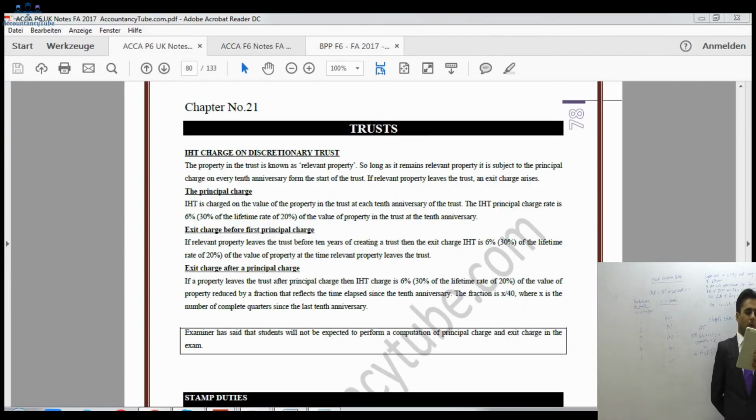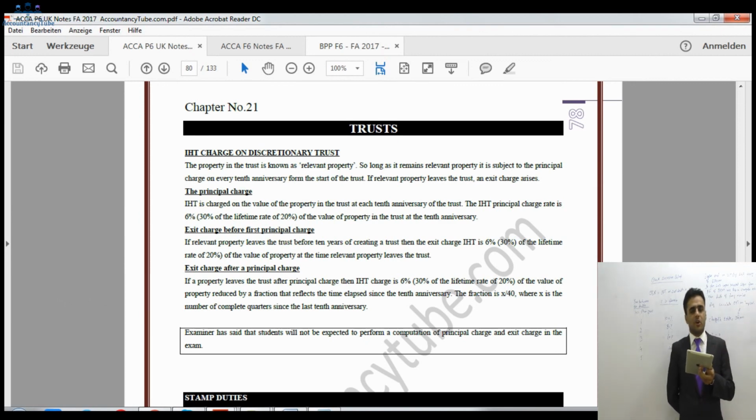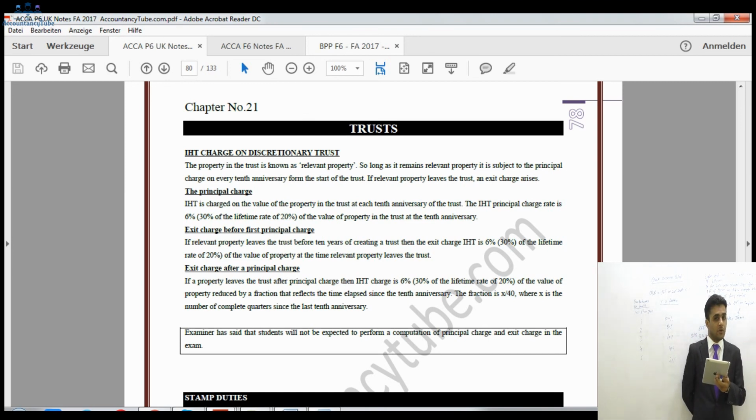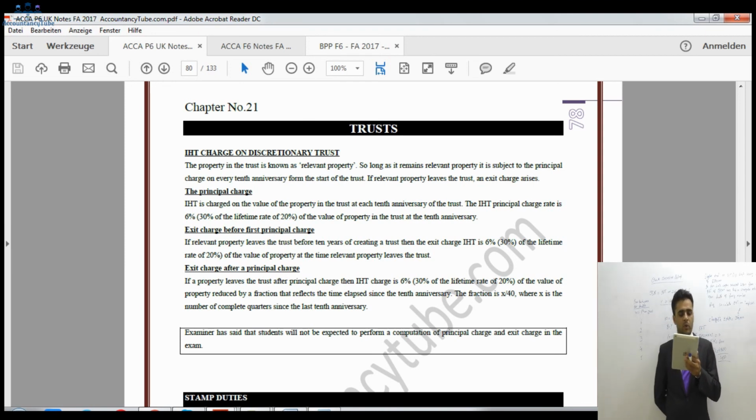It says, first of all, inheritance tax charge on discretionary trust. Now, there will be a charge whenever we transfer an asset into a discretionary trust, as long as it remains within the discretionary trust. There will be an annual charge every year. Now, there are two kinds of charges which will be applied. One is a principal charge, another one is an exit charge. So let's see what these are.